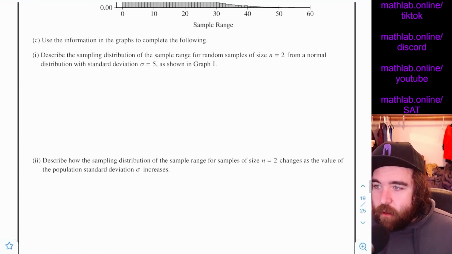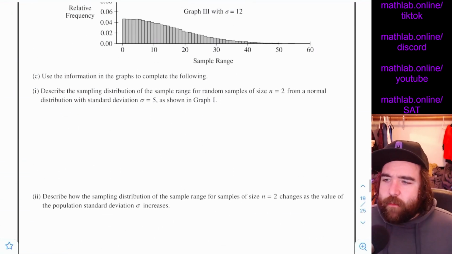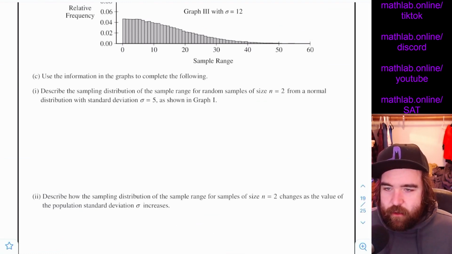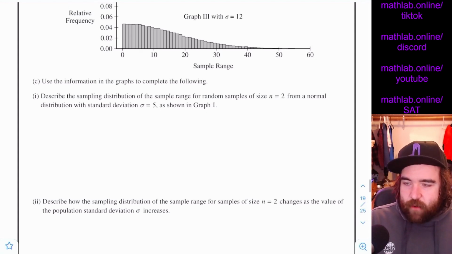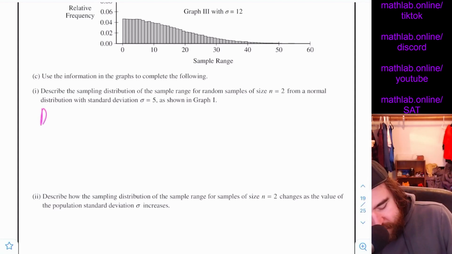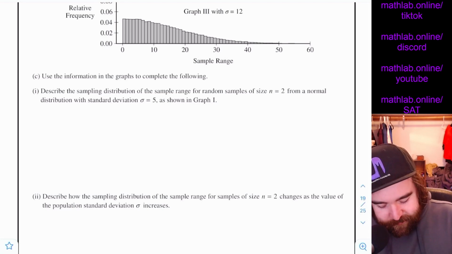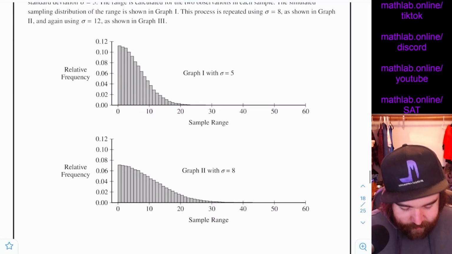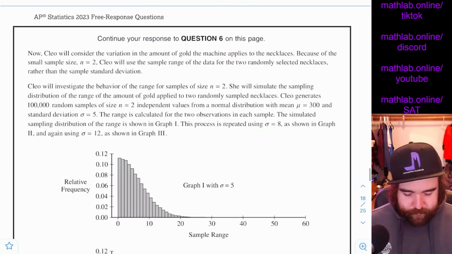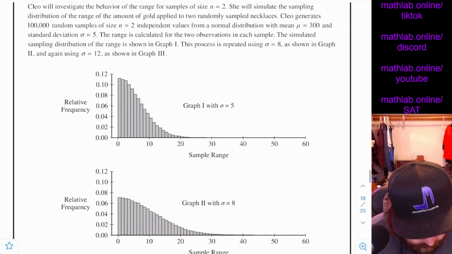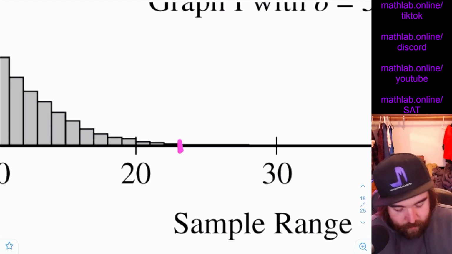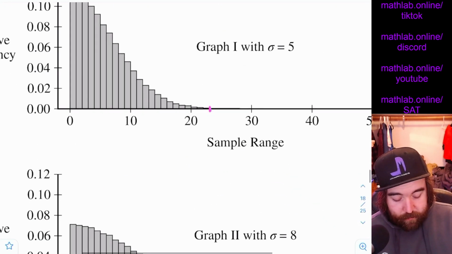Wow, okay. So describe the sampling distribution of the sample range for random samples of size n equals 2 from a normal distribution with a standard deviation of 5. Got it. Describe the sampling distribution. So we go the center. Or no, it starts with the spread. The spread, can we zoom in here? Right about here. Right about like 23. From 0 to 23.